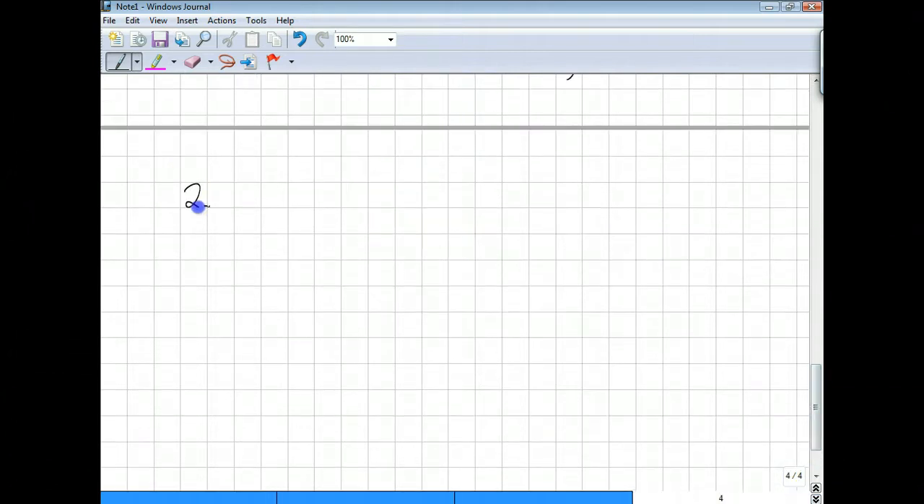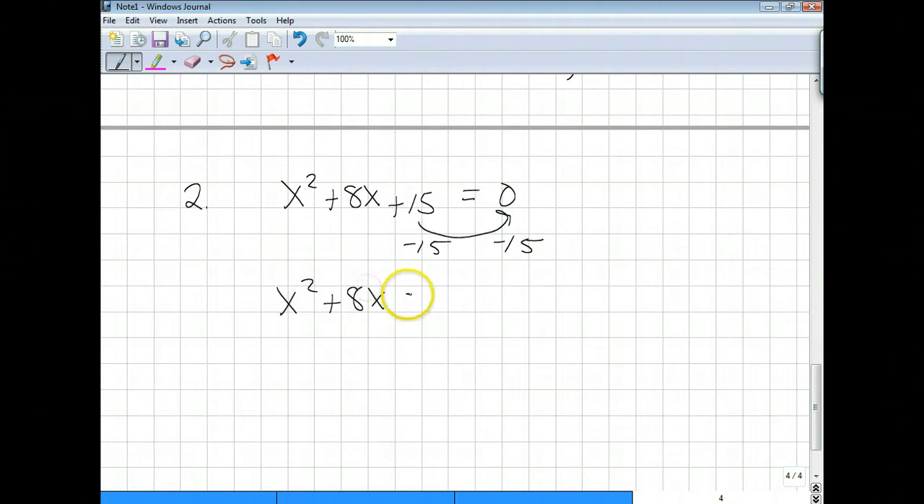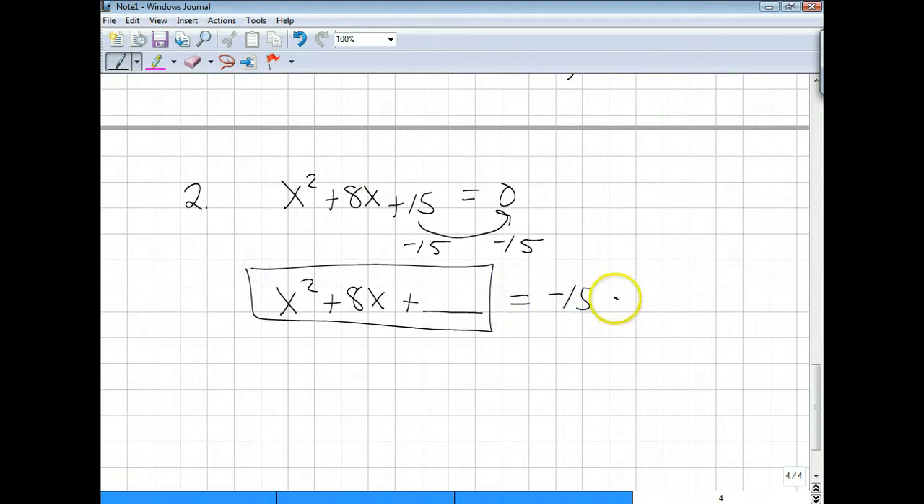So example 2. Let's say I have x squared plus 8x plus 15 equals 0. And I want to solve this by completing the square. Step number 1, move the 15 to the other side. So I'm going to subtract 15 from both sides. Remember to leave an open space because we're going to find some number that makes this side a perfect square. But if I add some number to that side, I have to add the same number to the other side.